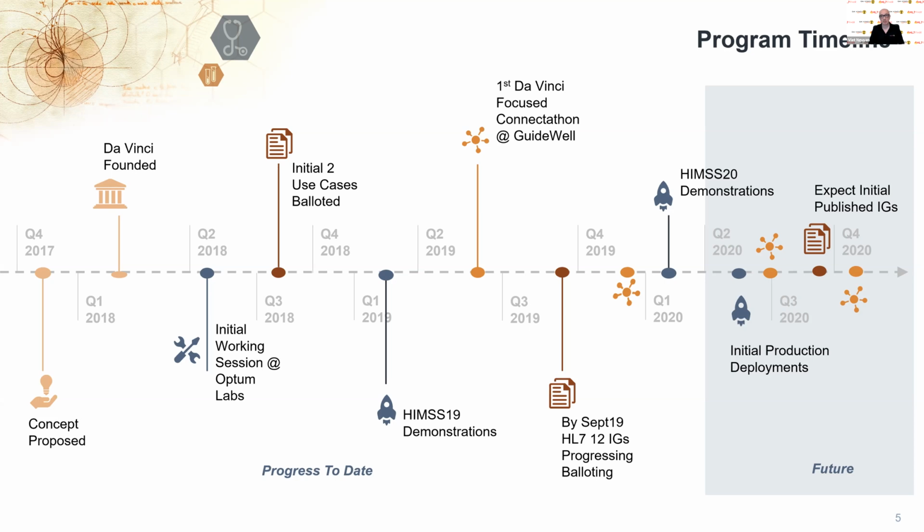So over the course of the past year, we introduced 7 or 8 additional IGs, developed them through the HL7 and Da Vinci communities, submitted them for ballot through HL7's balloting process, tested them out at Connect-a-thons and a major demonstration at HIMSS earlier this year. And we are in the midst of ballot reconciliation for a number of them and expect to publish a number of these implementation guides this year.